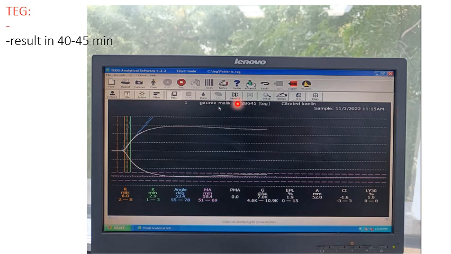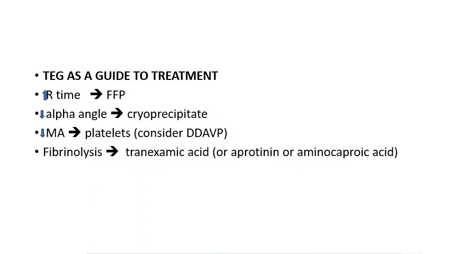And generally you will get the result in 40 to 45 minutes. So if there is an increase in R time, you will give FFP. If there is a decrease in alpha angle, cryoprecipitate. If maximum amplitude is decreased, then platelets may be required, where you may consider DDAVP according to the patient profile. If fibrinolysis is going on, you have to give tranexamic acid or aminocaproic acid.